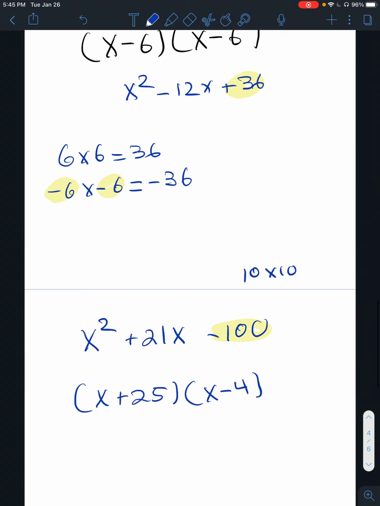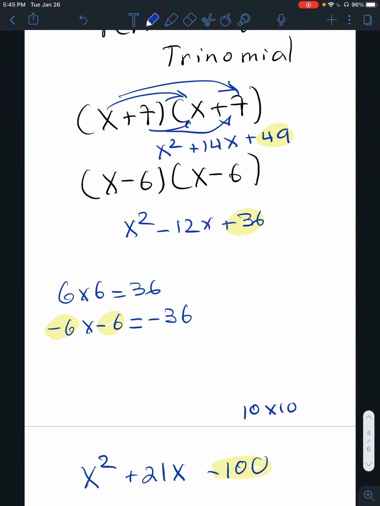It's something that can be a shortcut in these problems above, but you can still do the same thing you've always done. You can still ask yourself what two numbers multiply to 49 and add to 14, what two numbers multiply to 36 and add to -12, and you happen to see something cool where both of them end up being the same number to give you the sum. So that is what a perfect square trinomial is.